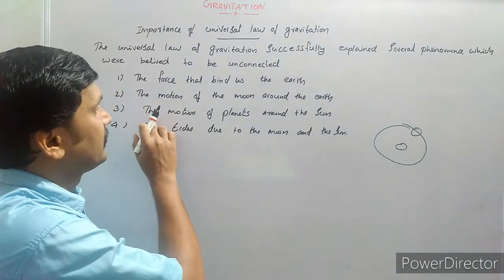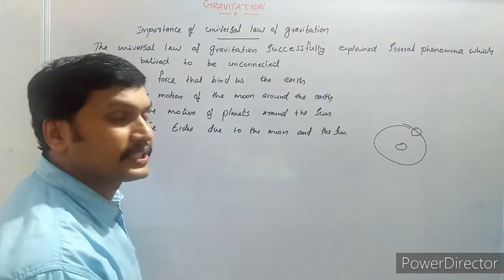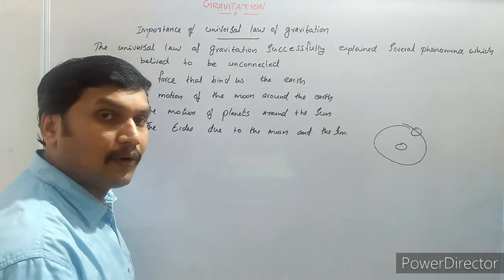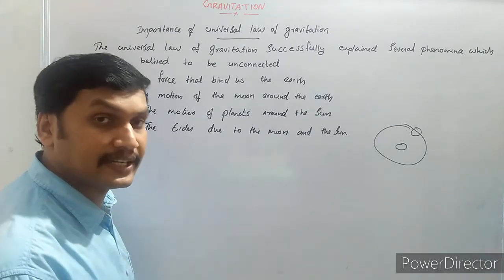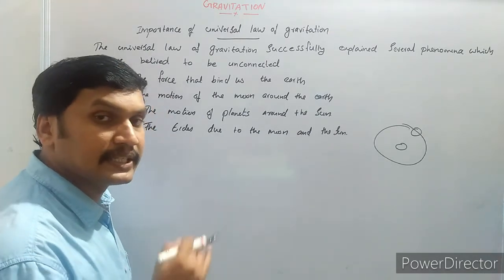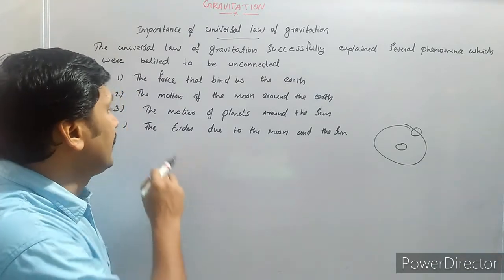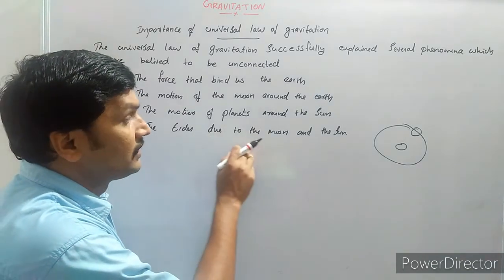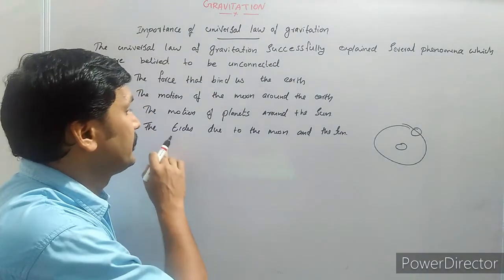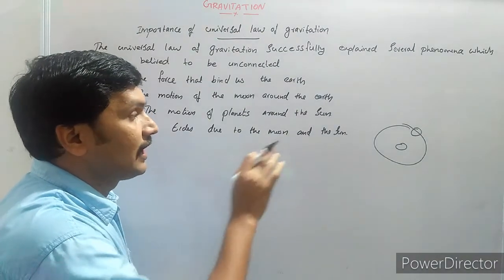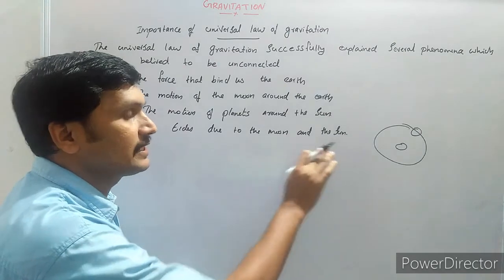Then the third one, the motion of the planets around the sun. The same concept. All planets revolve around the sun because of the gravitational force of attraction between the sun and the planet. And the tides are due to the moon and the sun. The low tide and high tides are produced on the earth because of the gravitational force of the moon and the sun.